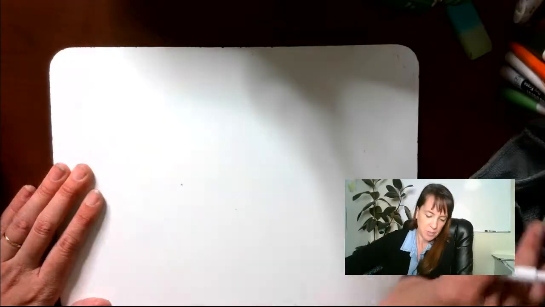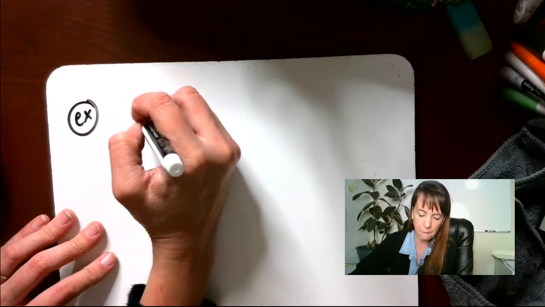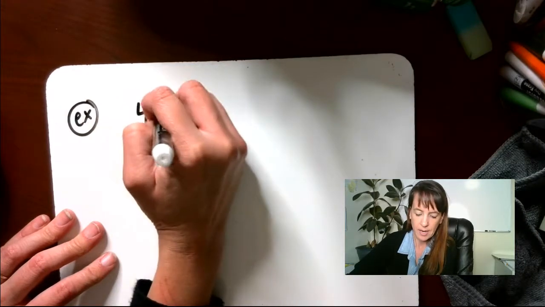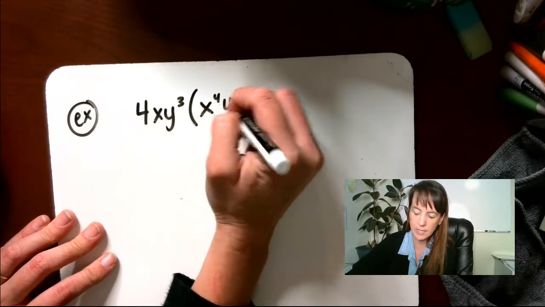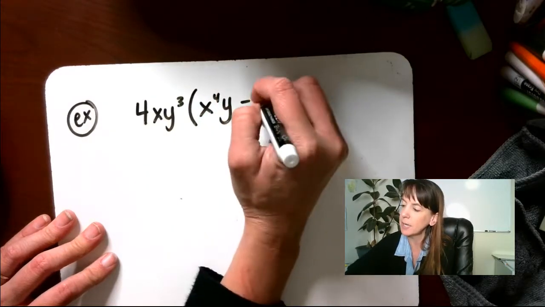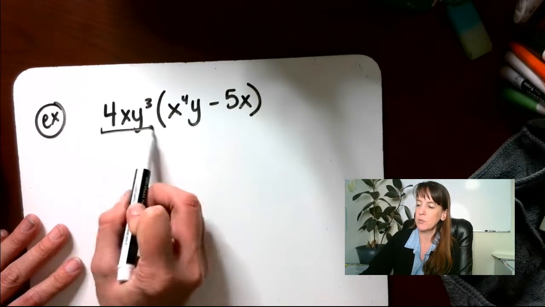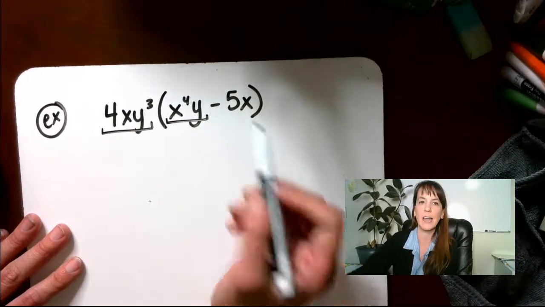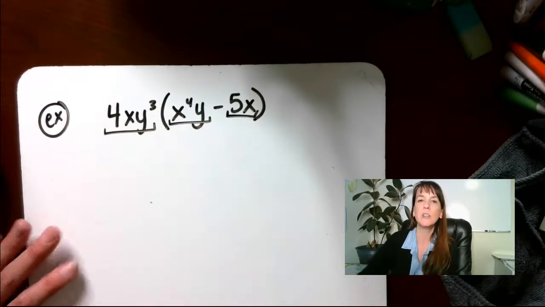And it might help if I show it out like this. So example number 2 is 4xy to the 3rd, x to the 4th, y to the 1, but I'm not going to write that in there, minus 5x. So we're going to take this chunk right here and multiply it by this chunk here, and then we're going to multiply it by this chunk here. When we do that, we start with our numbers first.